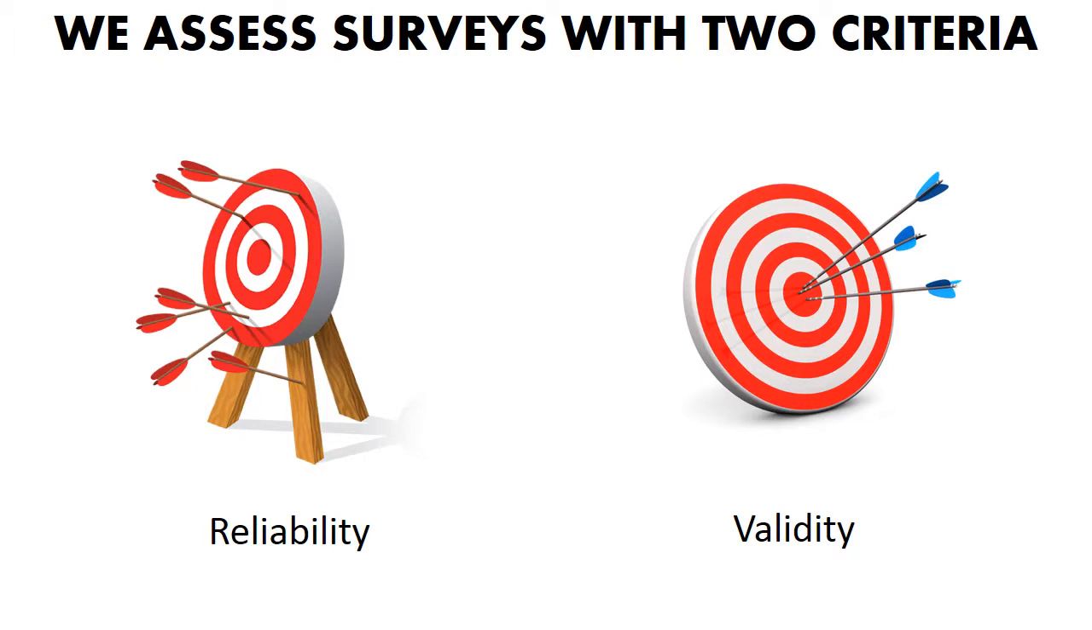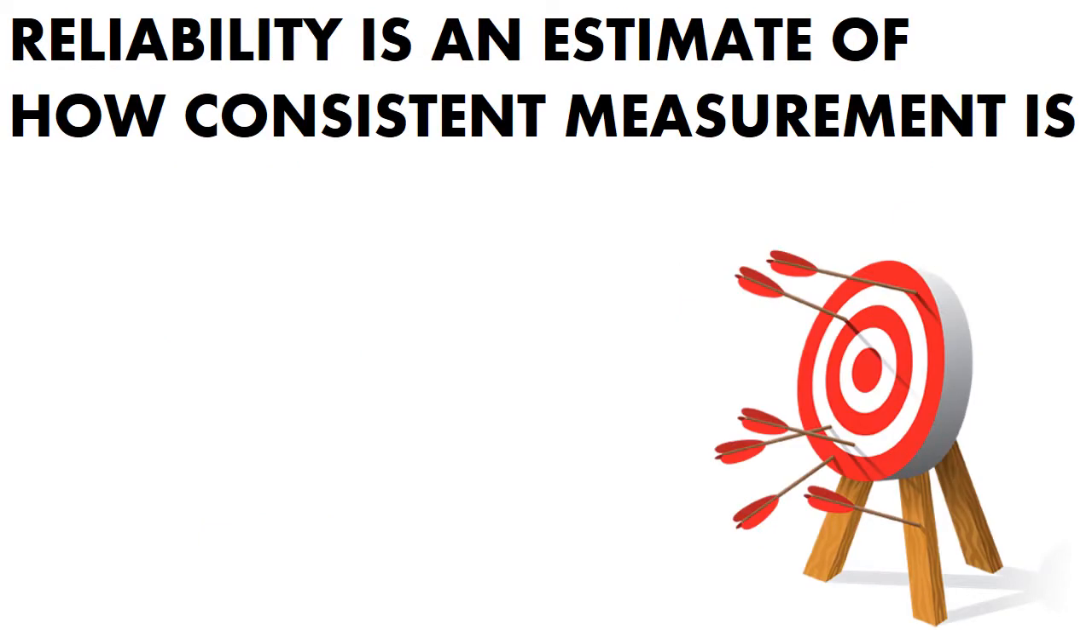When we look at surveys and we try to assess them as a good survey or a bad survey, we assess them on two major criteria. The first is reliability, and the second is validity. Reliability is how consistent your measurement is.